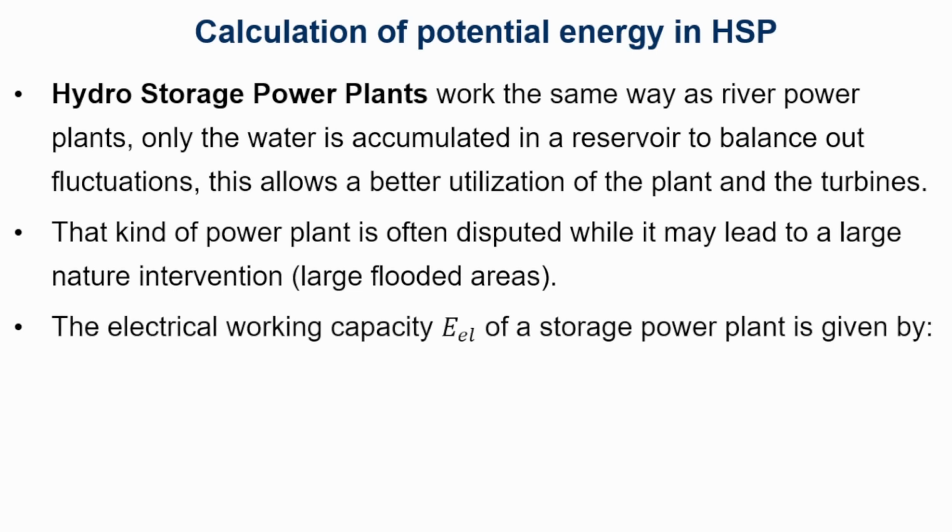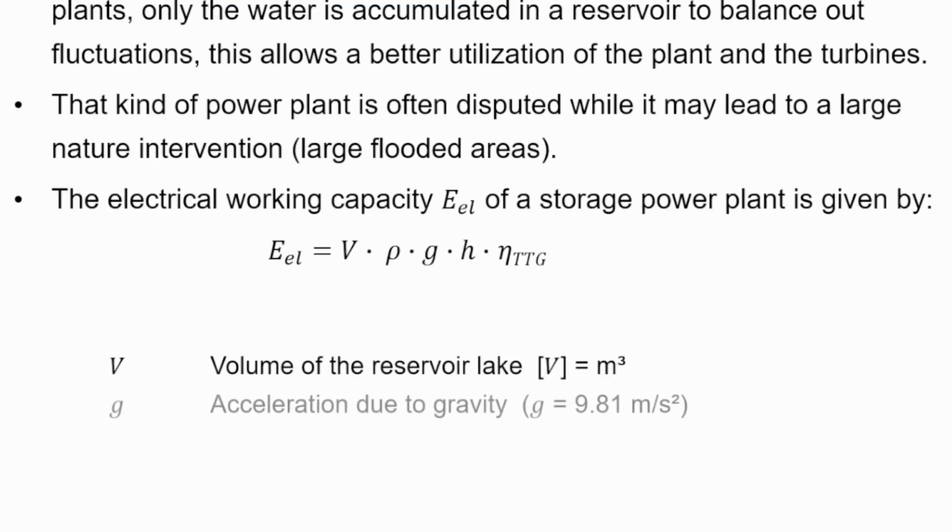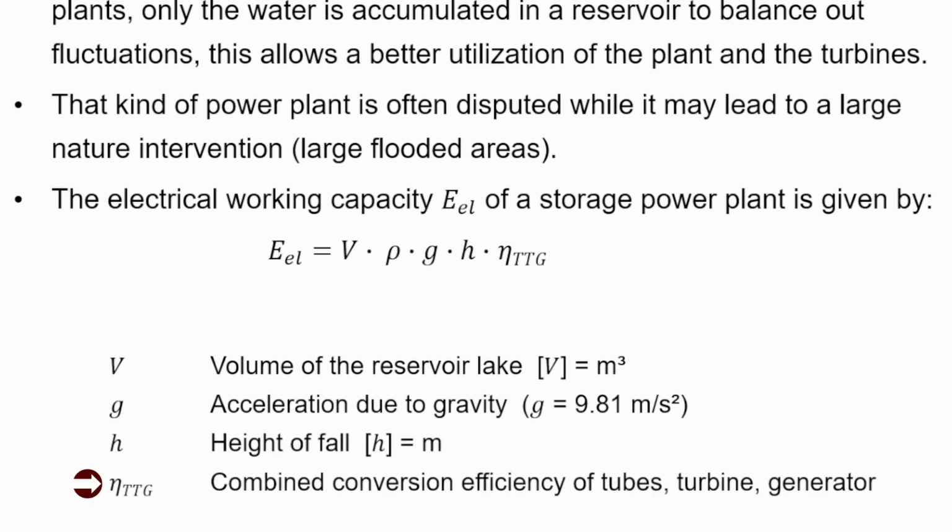The electrical working capacity, EL, of a storage power plant is given by the volume times the density times the acceleration of gravity times the height, and times the combined efficiency of turbine, tubes and the generator. The height is also expressed as a height of fall in meters.